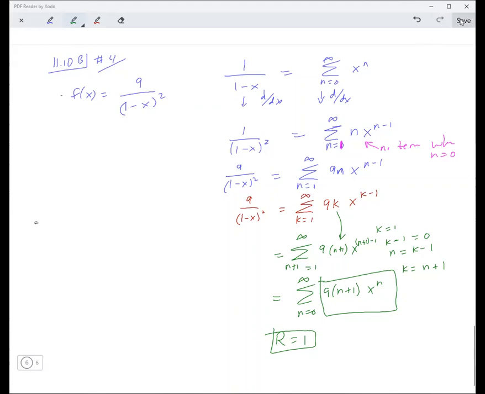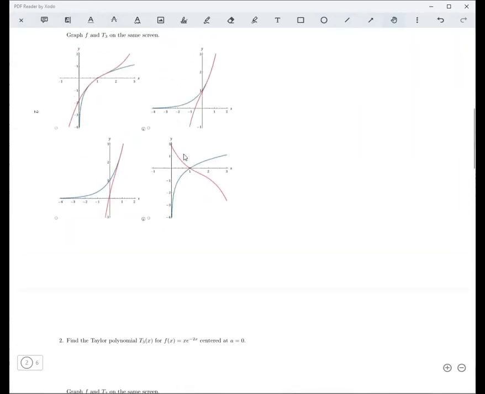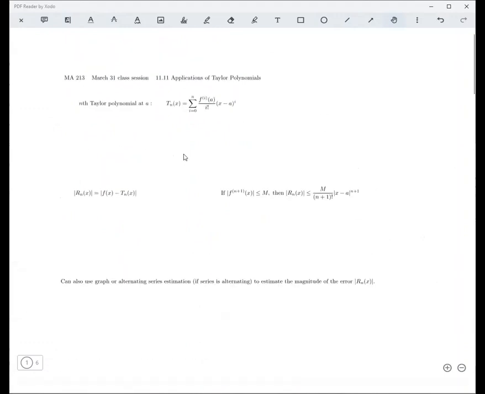Okay. So, yeah, let's get into more exercises. Let's get into section 11.11. And the homework here is really short. So the nth Taylor polynomial is introducing that concept. So the nth Taylor polynomial.